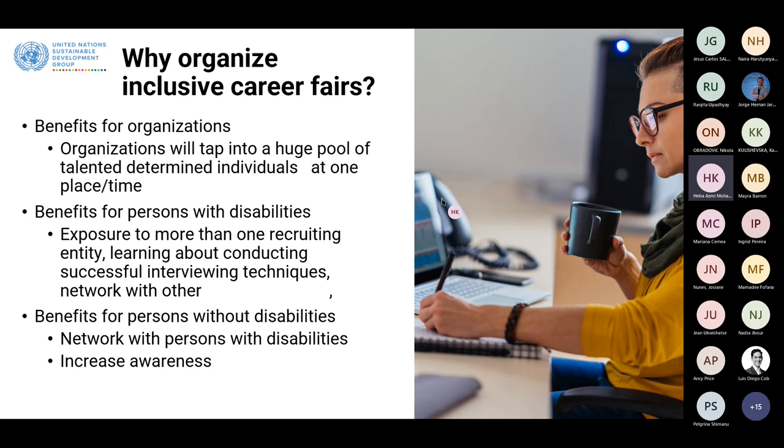And of course, when you organize inclusive career fairs, you give this opportunity to UN entities to network together, to establish networks with persons with disabilities, and to establish networks between persons with disabilities and persons without disabilities, which will result in a more diversified, inclusive working environment.